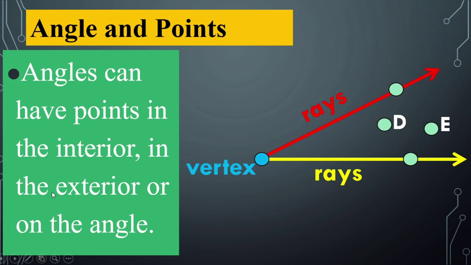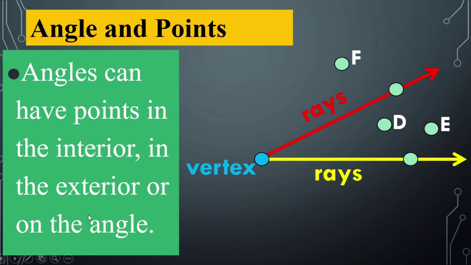Next, we also have the exterior points on the angle. What do we mean by exterior? Ano ba ibig sabihin ng exterior? Exterior means outside, labas. Example, we have here point F. As you can see, nandun siya sa labas ng angle, kasi this is your angle. So nandun siya sa labas. This is considered an exterior point of the angle.